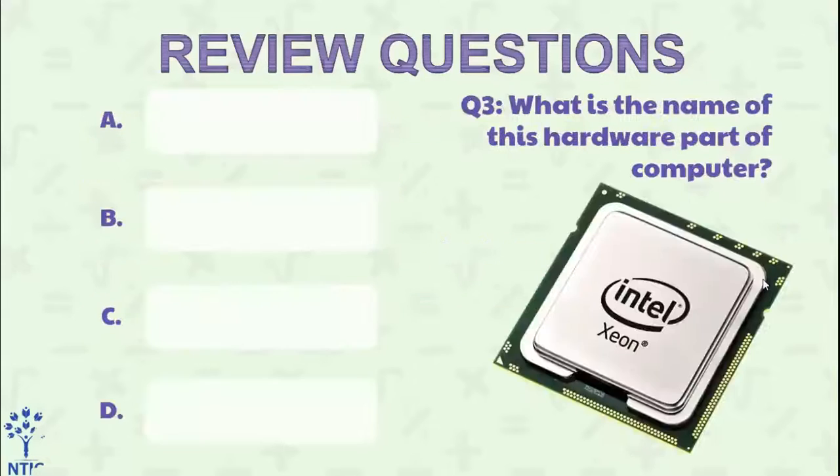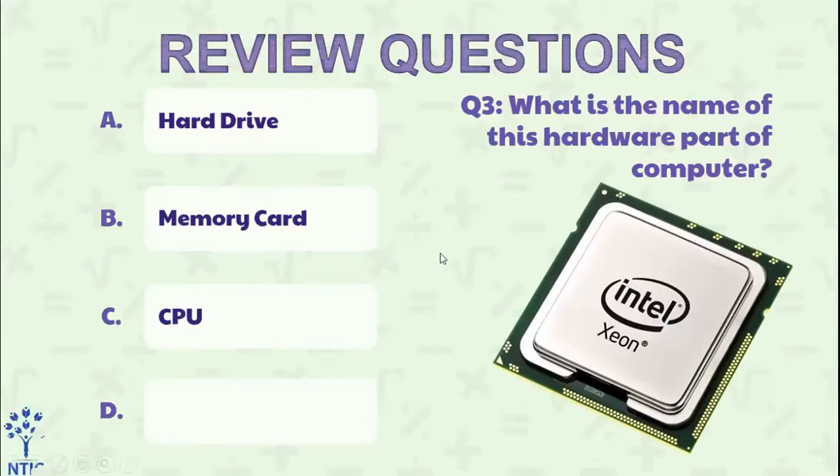The answer is RAM. And the next question is the last of the components questions. What is the name of this hardware part of the computer? Let's see the options. Is it hard drive, memory card, CPU or RAM? Let's see on the chat box. I'm waiting for you. Come on.